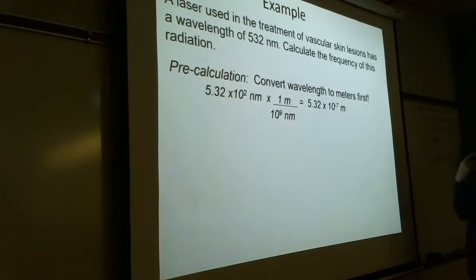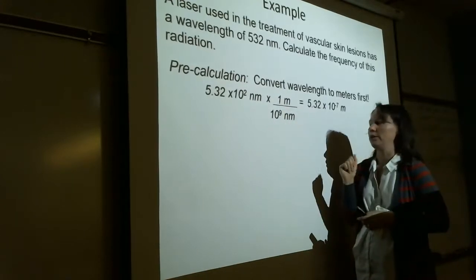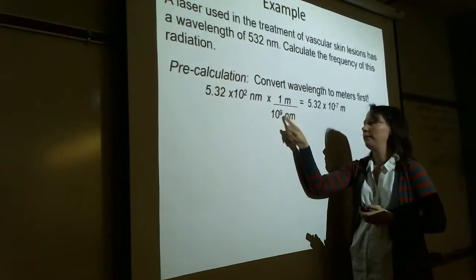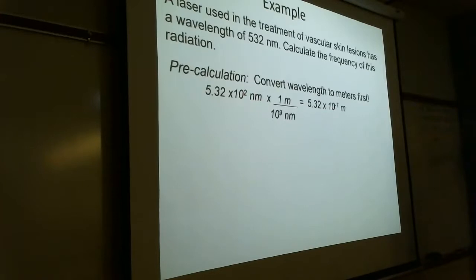So you have to remember back to the very beginning of the semester, my metric prefixes. Oh boy, they come back to haunt you, right? 10 to the 9th nanometers in 1 meter. You can remember nano like 9, right? 10 to the 9th nanometers in 1 meter. So you got to convert nanometers to meters first. Now we can do our arithmetic, right?